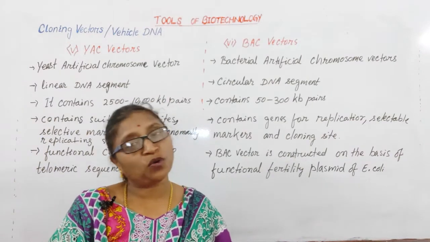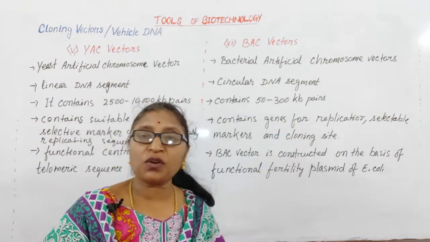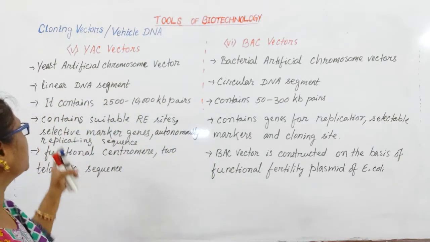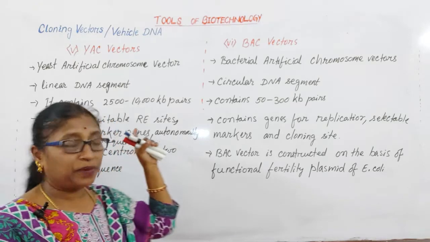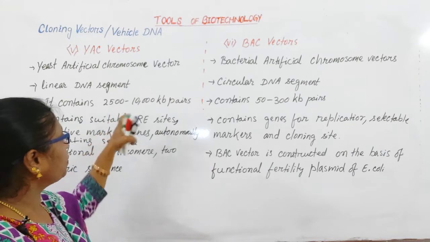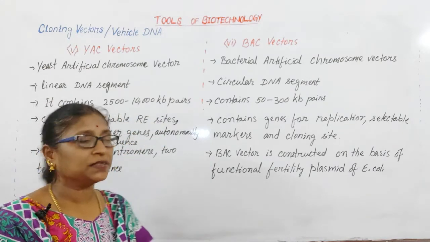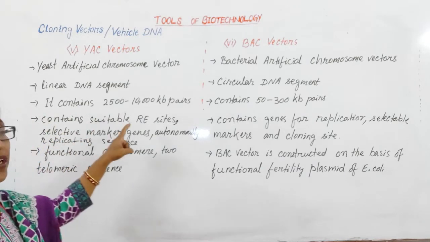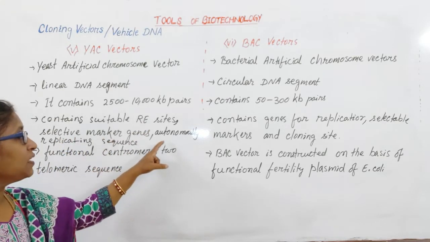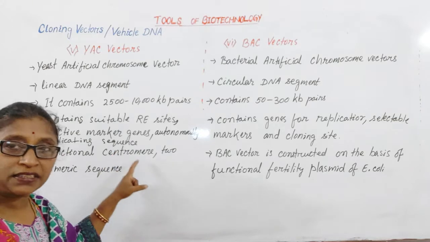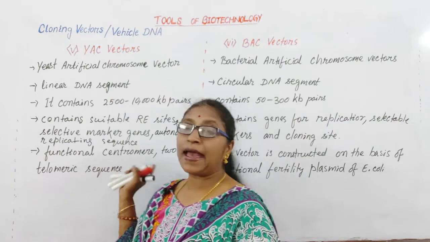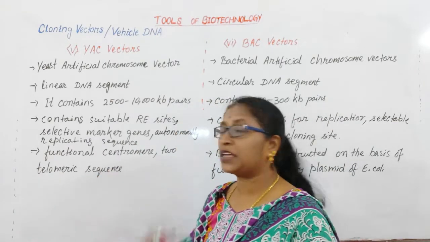Yeast artificial chromosome vector and bacterial artificial chromosome vector. The yeast artificial chromosome vectors, they are the linear segments. It contains the highest base pairs, means 2500 to 10,000 kilo base pairs capacity, contains the suitable restriction enzyme sites, selective marker genes, autonomously replicating sequence, that is ORI, and the functional centromere and the two telomeric sequences.